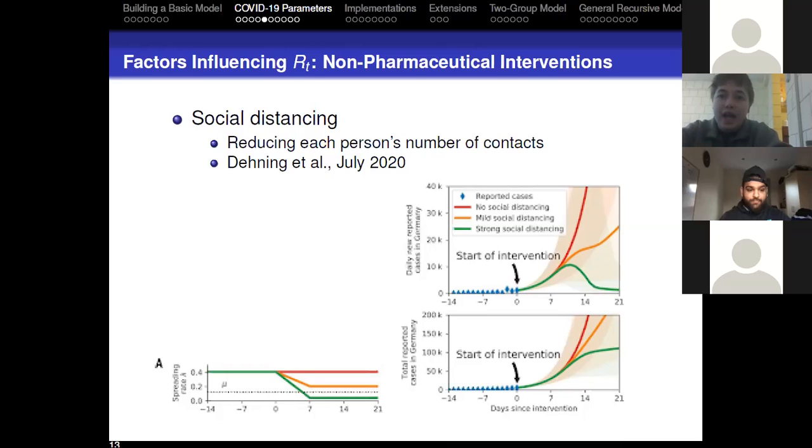And so in figure A, you can see how the rate of spread of COVID changes, and the dotted line would be equivalent to an R of 1. And so you can see with no social distancing, it remains quite high. With mild social distancing, it lowers slightly, but still remains above 1. And with strong social distancing, you can see it dips below 1, and that then translates to, in the graph on the right, in green is the only curve that comes under control.